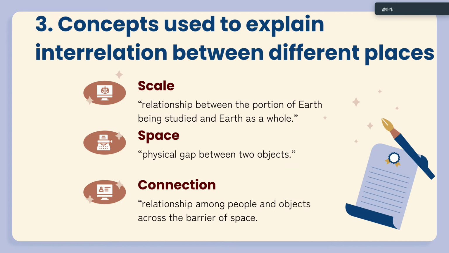And now, let's look at concepts used to explain the interrelation between different places. Scale is a relationship between the portion of Earth being studied and Earth as a whole. And space is a physical gap between two objects. Connection is a relationship among people and objects across the barrier of space.